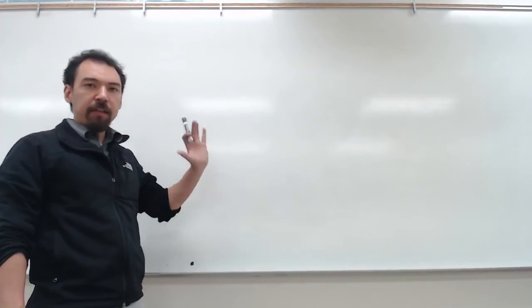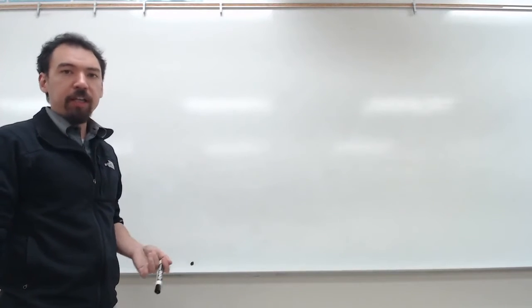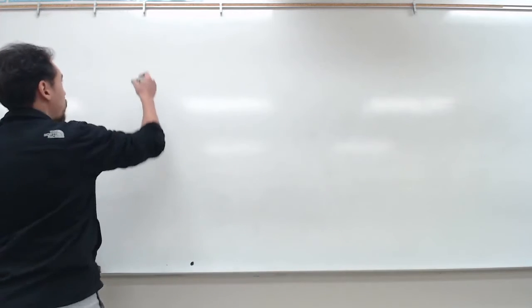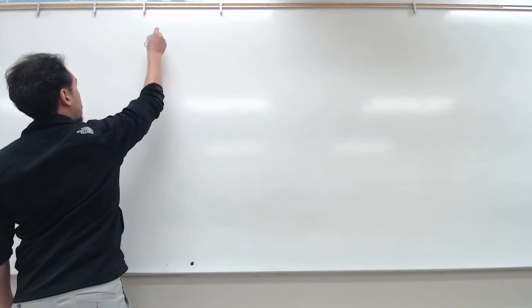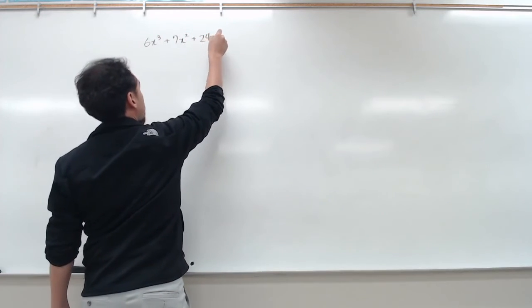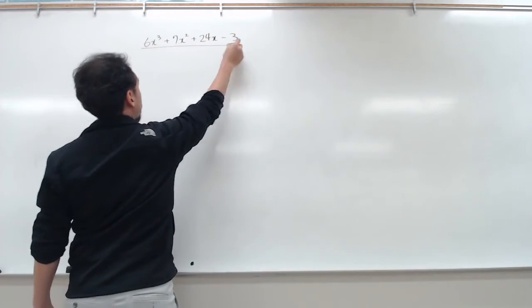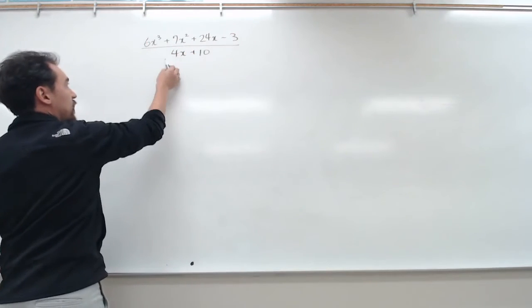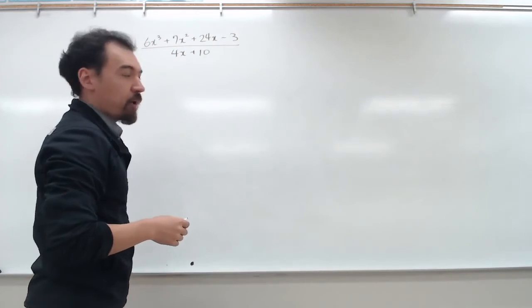I find that the last question type we did is really where I get the most questions from students. So why don't I do another one just so we have some more variety? We'll go 6x cubed plus 7x squared plus 24x minus 3, and let's divide this by 4x plus 10. Once again, the coefficient on the x is not 1.